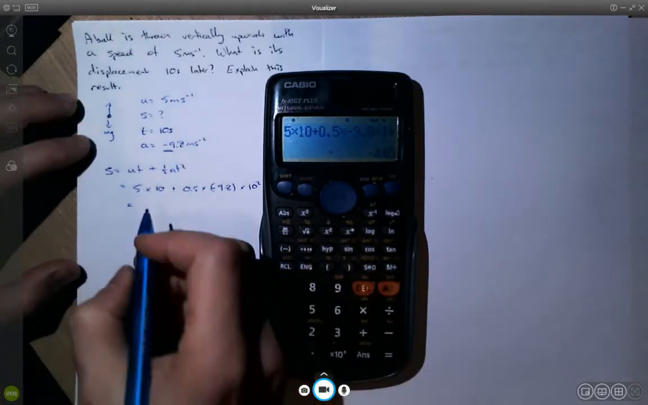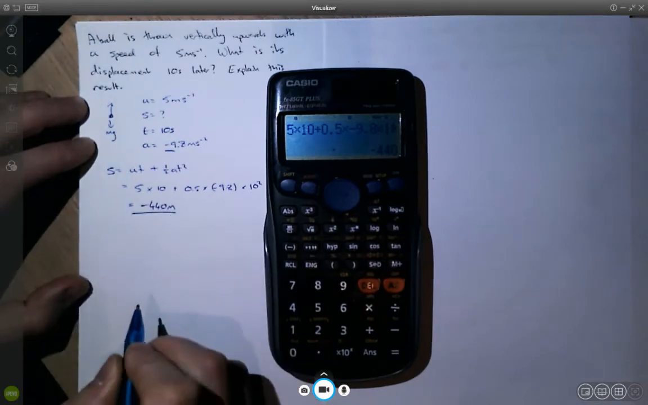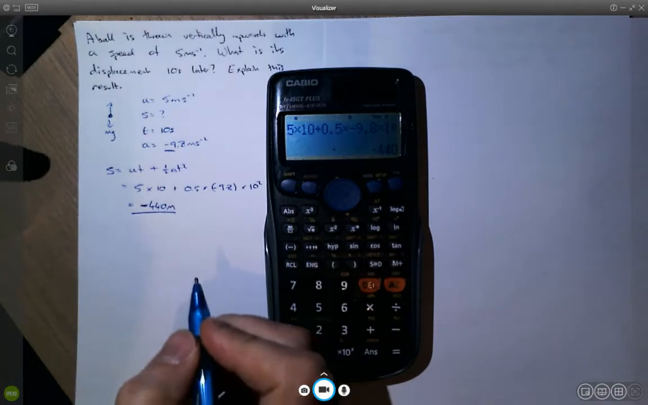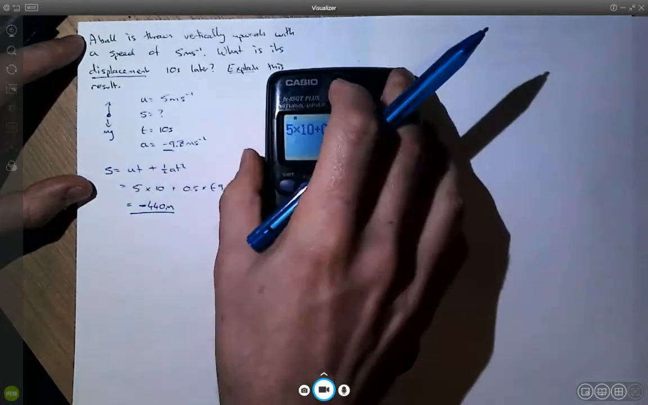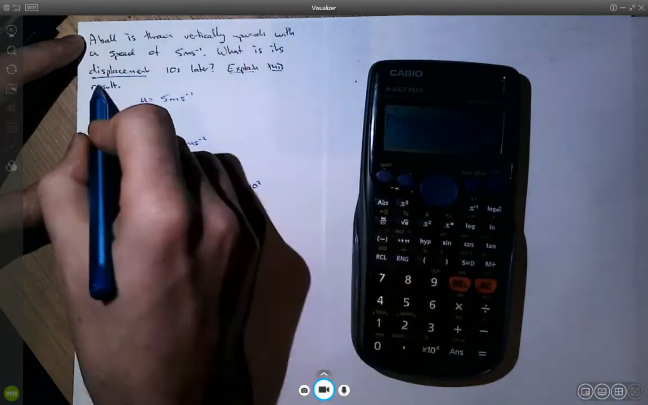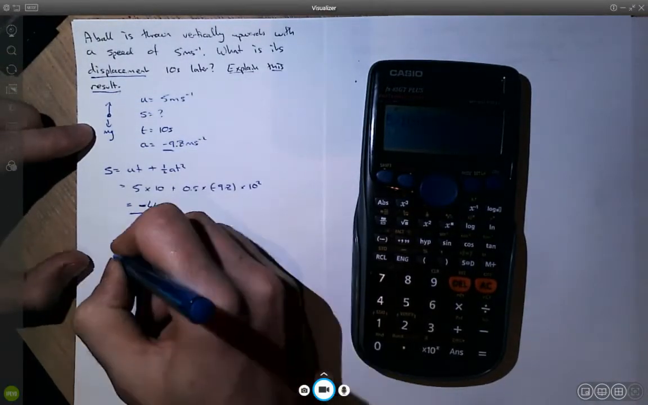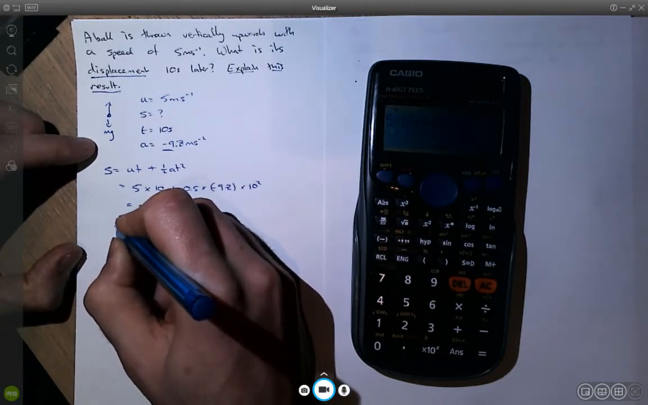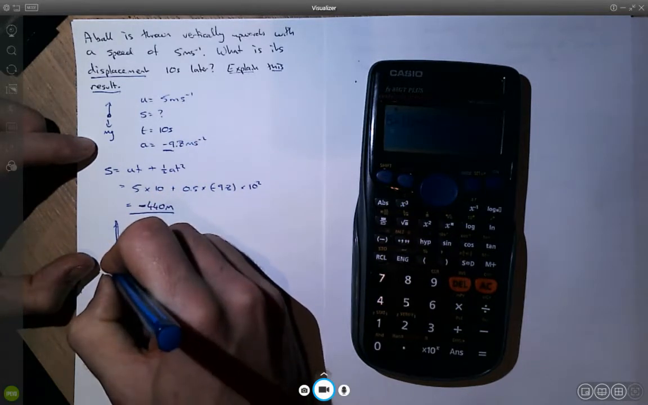So we've got an answer of minus 440 meters, which is unusual. We shouldn't get an answer of negative, or should we? Well, we're being asked for displacement, and we've got a big hint here that it says explain this result. So what's actually happened? The ball has been thrown upwards, it gets to the top, and then it comes back down again, and then it's obviously travelled further below where it started.